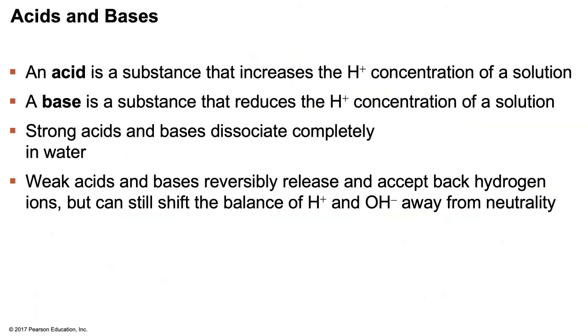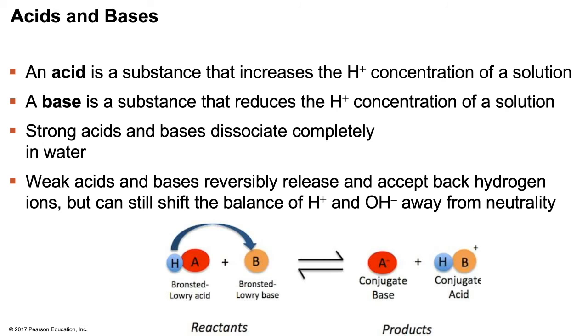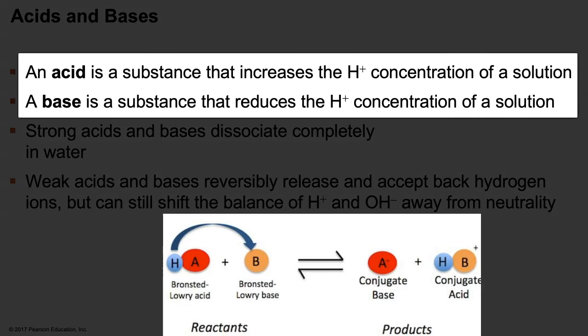So let's define them. As a heads up, there are actually a number of ways to define an acid and a base. We are going to use the Bronsted-Lowry definitions. A Bronsted-Lowry acid is a substance that increases the H+ concentration of a solution, while a Bronsted-Lowry base is a substance that reduces the H+ concentration of a solution.